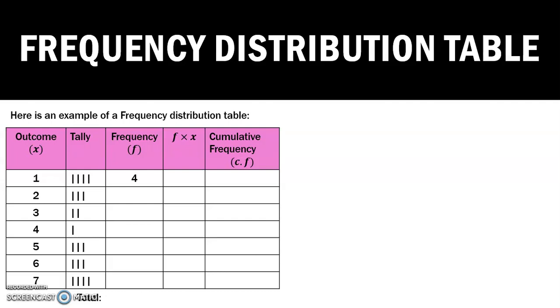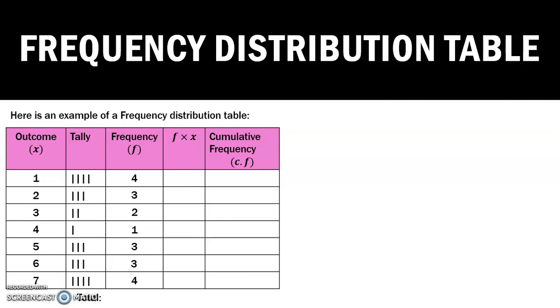Then for our frequency column, or our F column, what we have is how many tally strokes. So for outcome 1, we have 4 tally strokes. We have a frequency of 4. For outcome 2, we have a frequency of 3. For outcome 3, we have a frequency of 2. For outcome 4, we have a frequency of 1. For outcome 5, we have a frequency of 3. For outcome 6, we also have a frequency of 3. And for outcome 7, we have a frequency of 4.